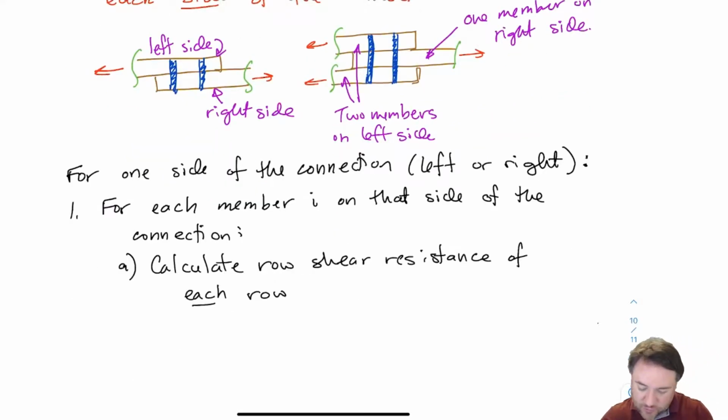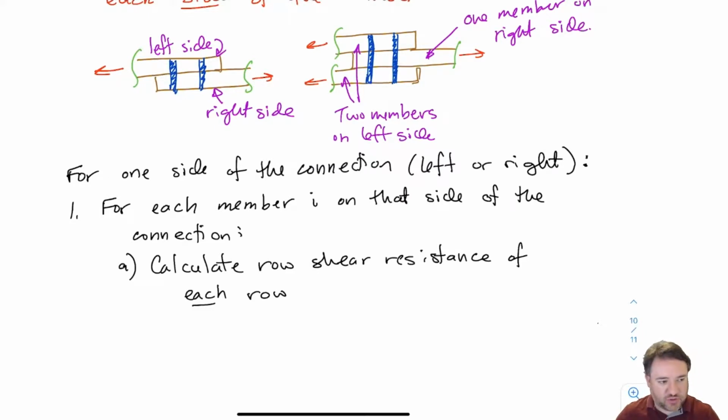Okay, so all of this is just for one side of the connection. I have to go through each member on that side. So in a 2-member connection, I'm only going to do this once because I only have one member on that side. But in a 3-member connection, the one above, on the left side, I have 2 members. So I'm going to repeat step 1 for each of those members.